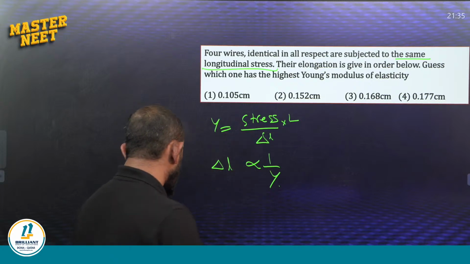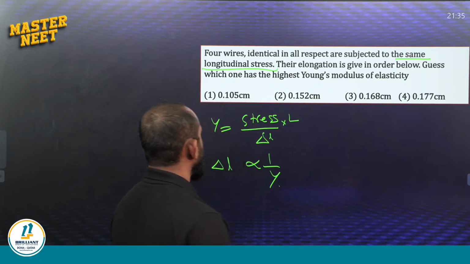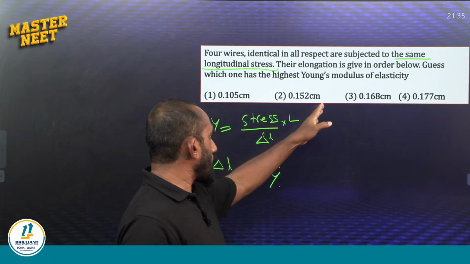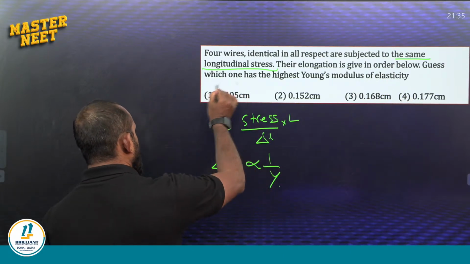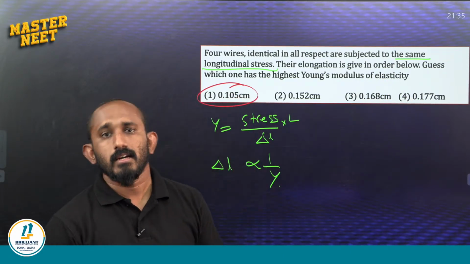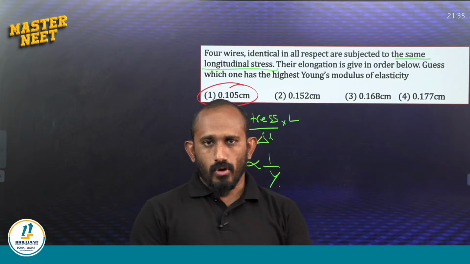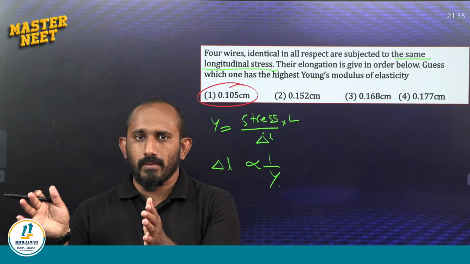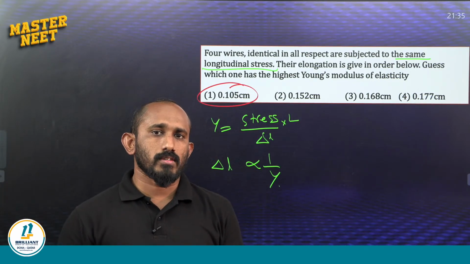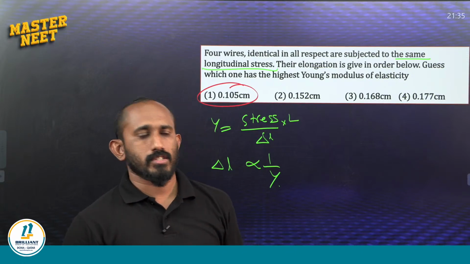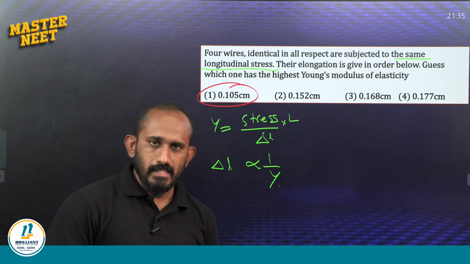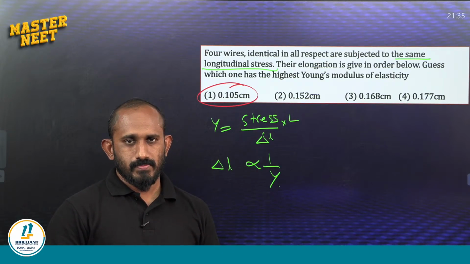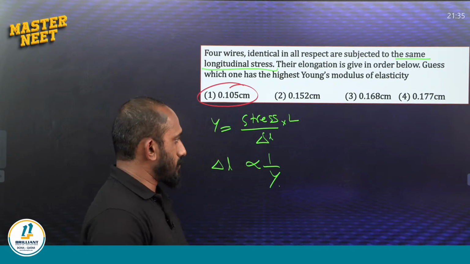See, out of this, which one is the least value you have to check. So 0.105, 152, 168, 177 is there in centimeters. So of course this is the least one that will have greatest Young's modulus. If all quantities terms are constant, then Young's modulus is inversely proportional to elongation produced. Okay, yes, great. Option 1 is the correct answer. Okay, let's go for the next question.